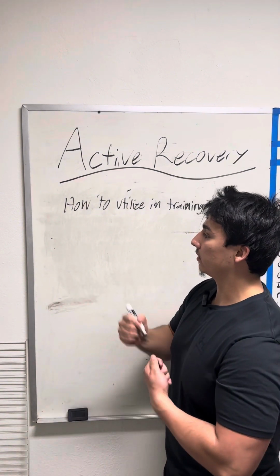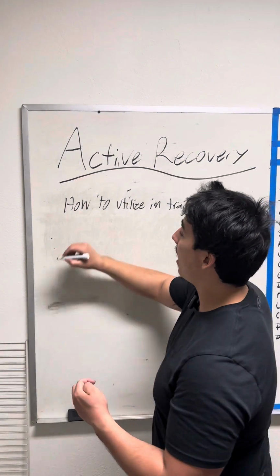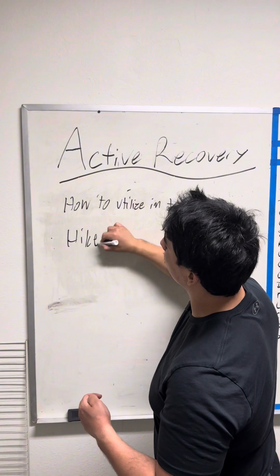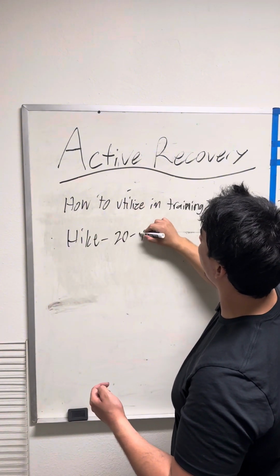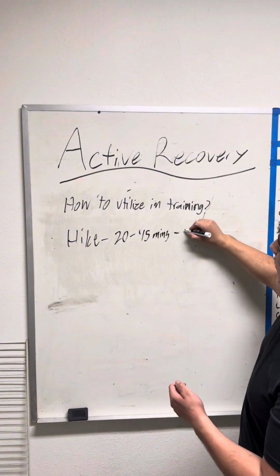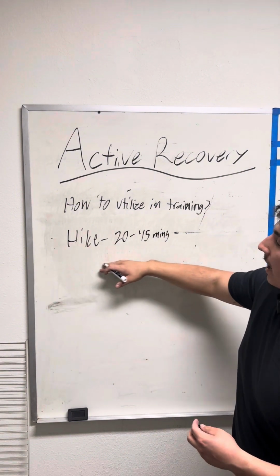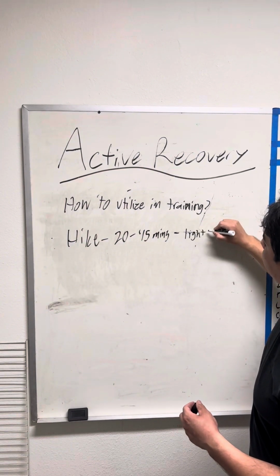So for example, say somebody would prefer to go on a hike. Well, that hike can be 20 to 45 minutes. And depending on the kind of hike, what trail they're walking on, that can put them anywhere between light to medium. That's perfect.